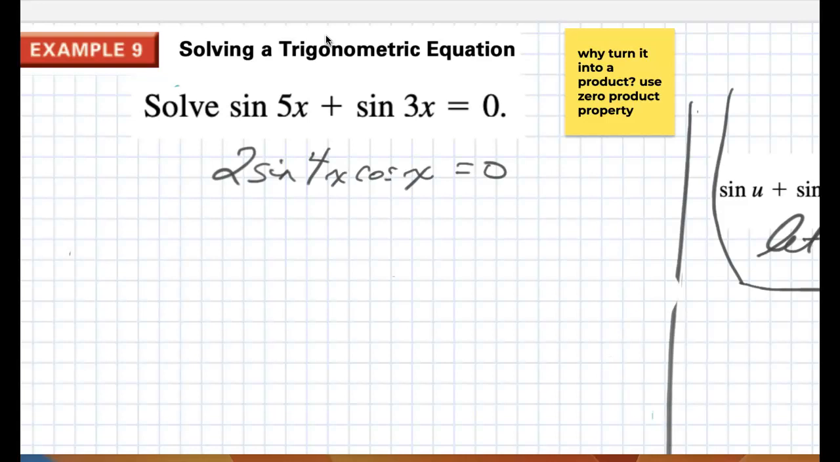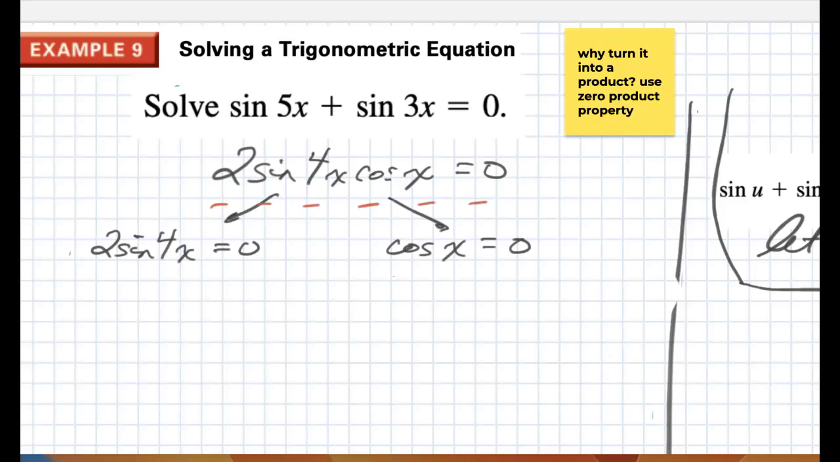What would you do with that? I'm going to pause there, see if you can make some progress on your own. Hopefully you're noticing that's the value in getting this to a product. We're going to use our zero product property. We want to get to these trig equations in just one function, and we can go from there.